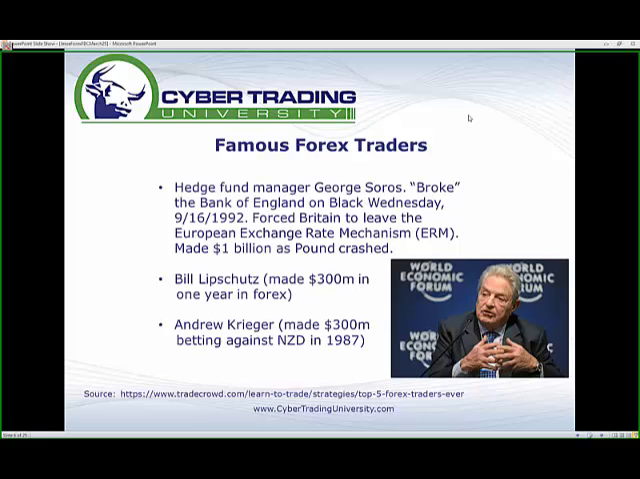And he first really became known as a Forex trader after breaking the Bank of England on Black Wednesday on September 16th, 1992. And basically what he did was through his trading, through his influence, he forced Britain to leave the European Exchange Rate Mechanism, or ERM, and that was the precursor to the euro.